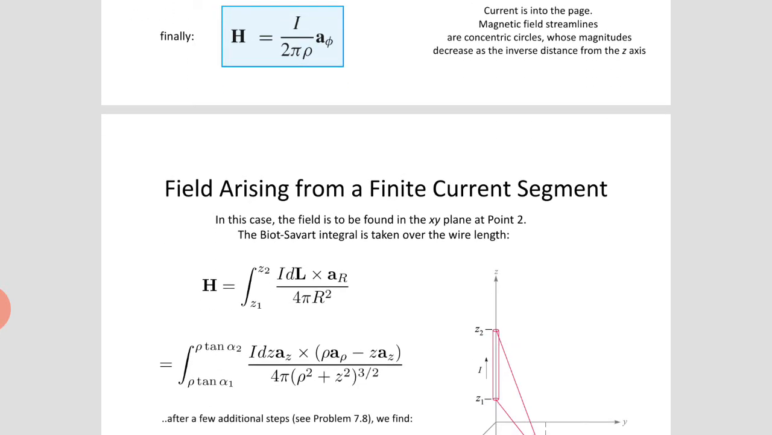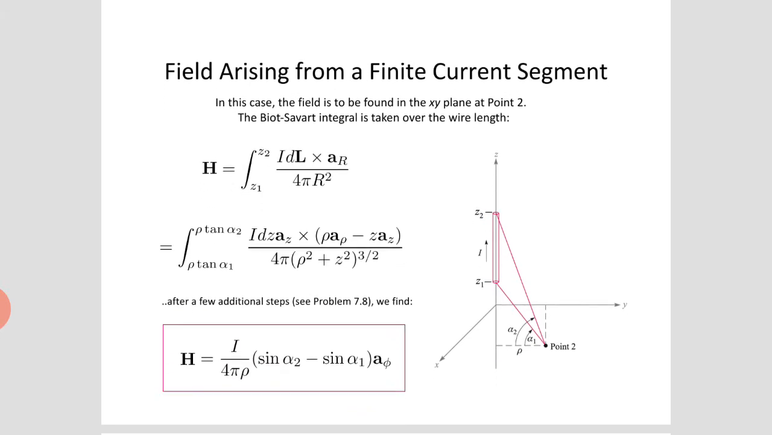Okay, next we can see the field arising from a finite current segment. In this case you can see the figure there. The field is found in the xy plane, at point 2. The Biot-Savart integral is taken over the wire length.